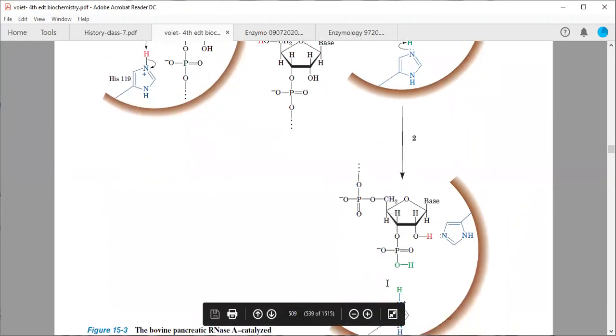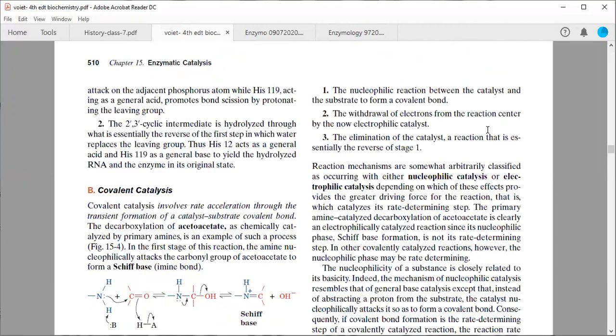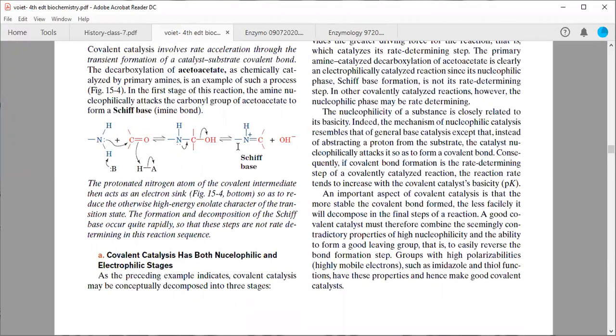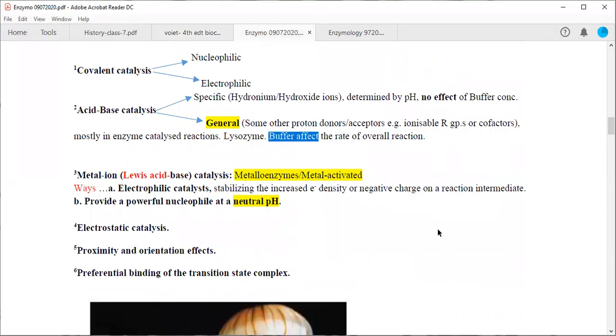Suppose this is a water molecule. So OH will be donated to this bond so that this cyclic intermediate is broken. The actual enzyme, which has histidine 12 and 119, is restored back, and eventually these products are released out of the active site of the enzyme. Then we will move to another kind of catalysis. Whatever we have discussed up to here, we also discussed in our previous class.